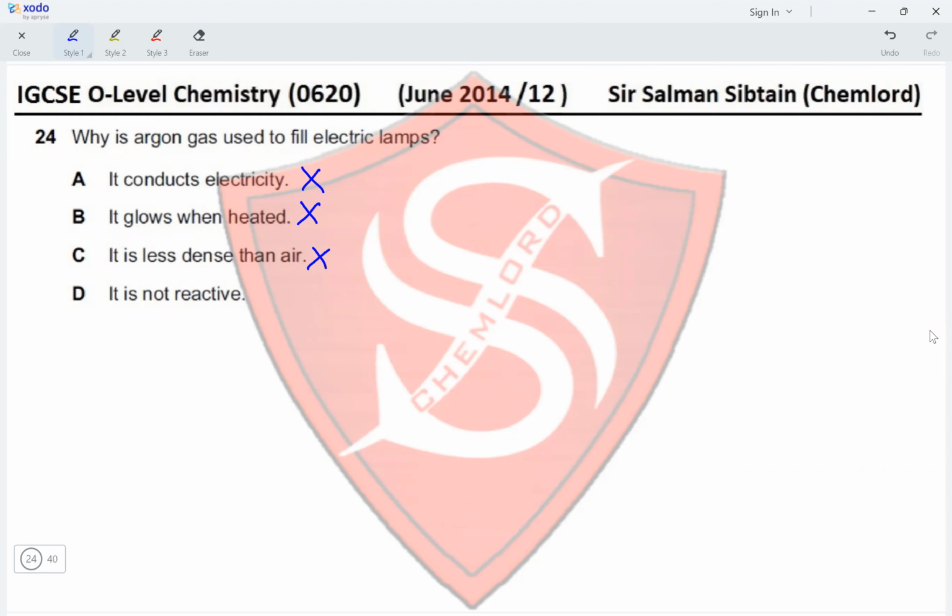And it is not reactive. Yes, because we cannot have a vacuum inside the light bulb. We need an inert atmosphere, and we need a gas that does not react. So since argon does not react, it is a preferred gas for filling up electric lamps. So this makes option D the correct option for this question.